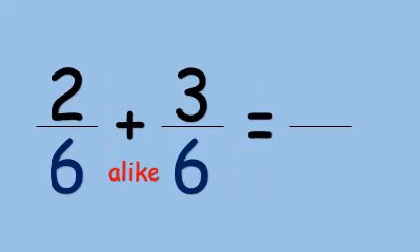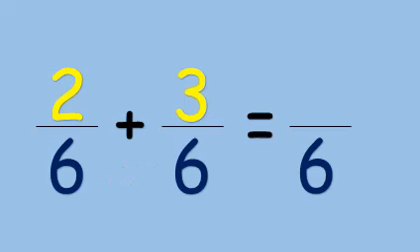Because our denominators are alike, we are just going to carry the 6 across the equal sign. Then we are going to add our numerators. 3 plus 2 is equal to 5. So our answer is 5/6. Did you solve your problem the same way? Very good then.